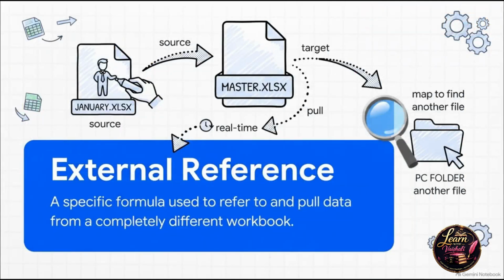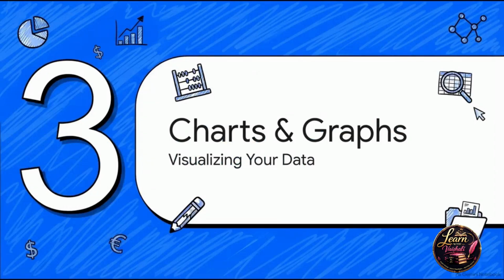We achieve this through something called an external reference formula. This is a very specific type of formula used to refer to and pull data from a completely different workbook. When you build this kind of formula, it actually includes the target file's exact name right there inside square brackets. So you are literally giving Excel a map to go find another file on your computer, open it in the background, read the data, and pull it back to your current screen. It means that if someone updates a sales figure in the separate January file, your annual master report automatically updates in real time. No copy pasting required. It's just brilliant.